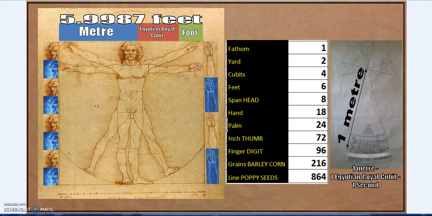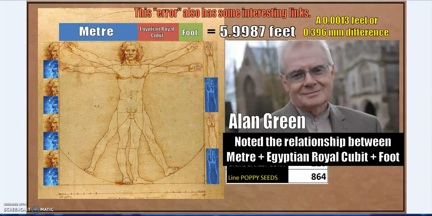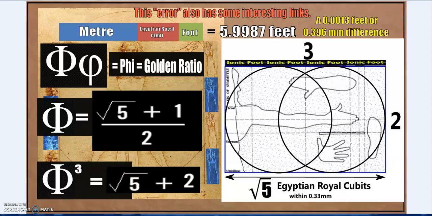Also, we'll get into that more in the future, but Alan Green, whom I linked in the last video, was the one to put together the metre and the cubit to get this 5:6 ratio, which brings us back to the Salamis stone. That's just an etching of it, but the Vesica 3:2 ratio, that's Khafre's pyramid. Square root of 5 Egyptian Royal Cubits to within 1/3 of a millimetre.